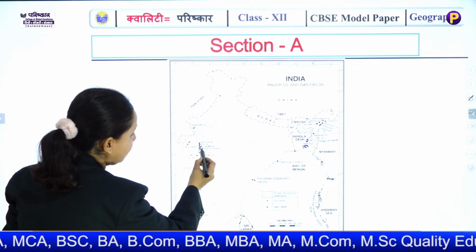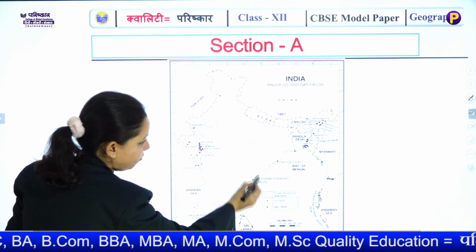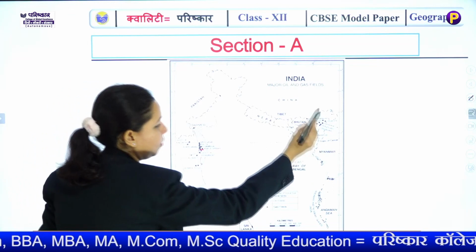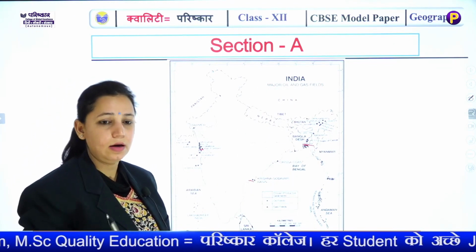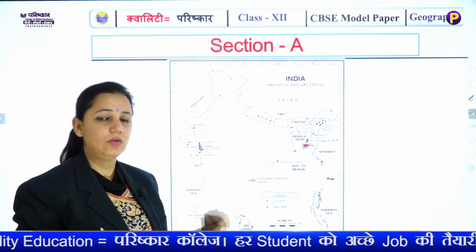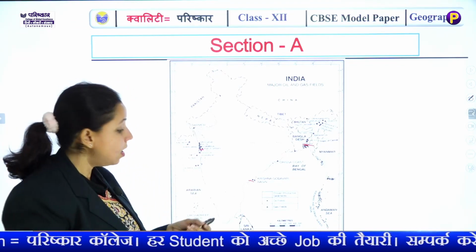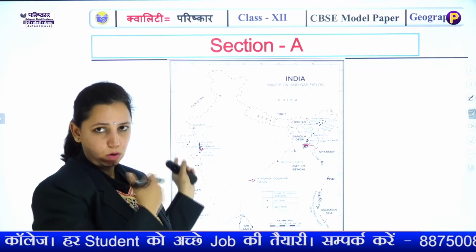Then next Ankleshwar, Krishna, Godavari basin, and then Tripura. So if you know thoroughly your political map of India and the important location of the places, you can easily solve this question.